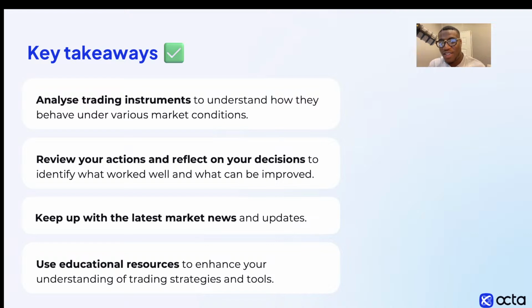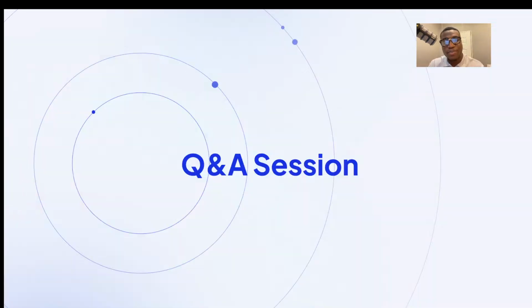Let's just look at some of the key takeaways. And this is for you, very important. Analyze trading instruments to understand how they behave under various market conditions. Review your actions and reflect on your decisions to identify what worked well and what can be improved. Also very important, self-accountability is very important in trading. Keep up with the latest market news and updates, and use educational resources to enhance your understanding of trading strategies and tools. Always come back here, watch more live videos, watch more live trading sessions, watch more market analytics videos, watch more webinars. Just stay in the know, okay? Stay updated.